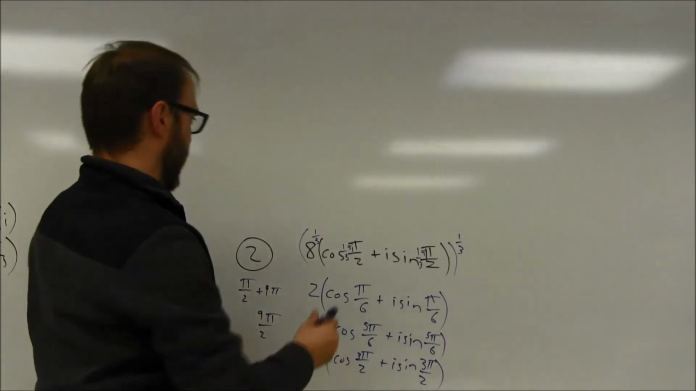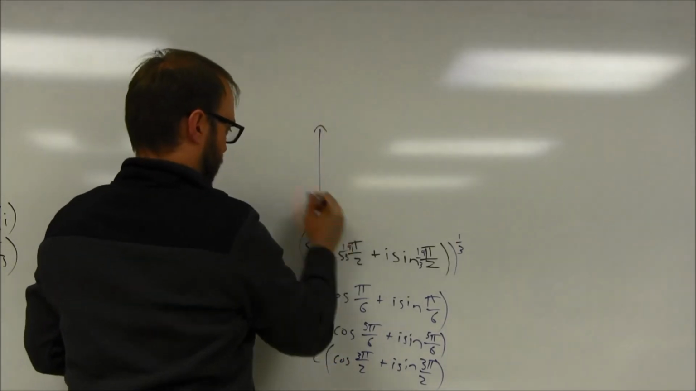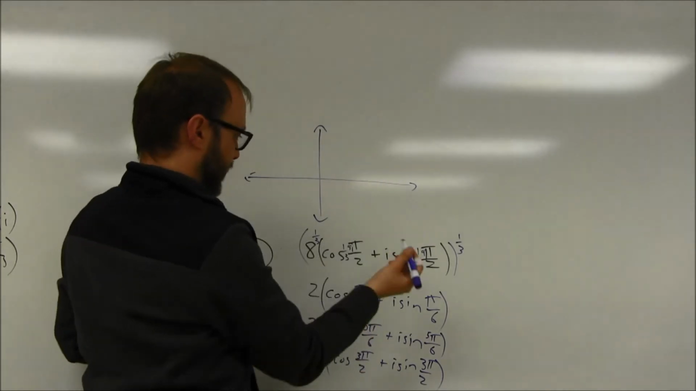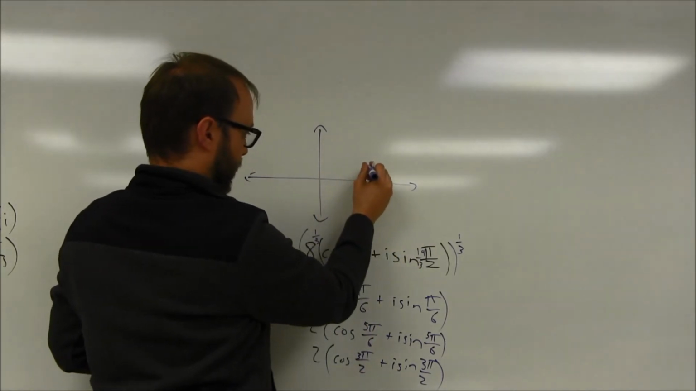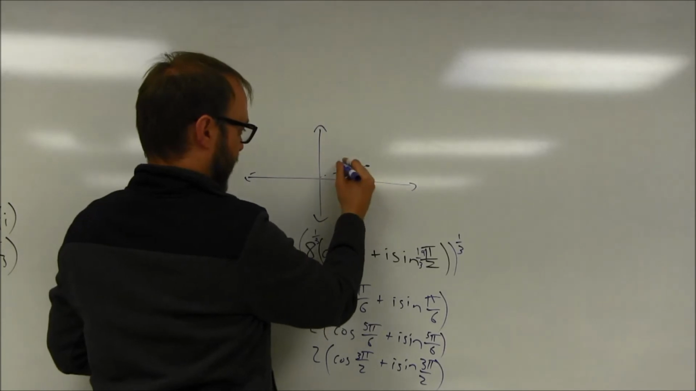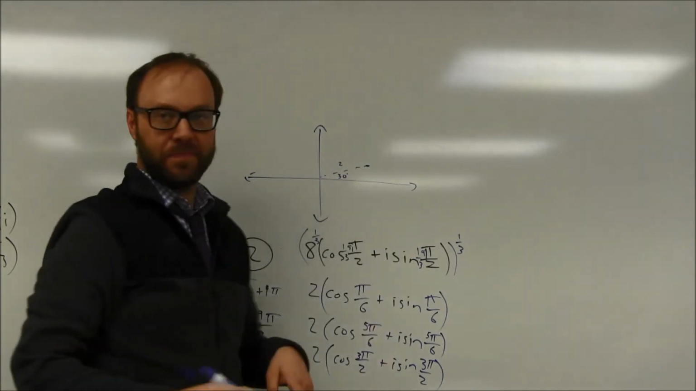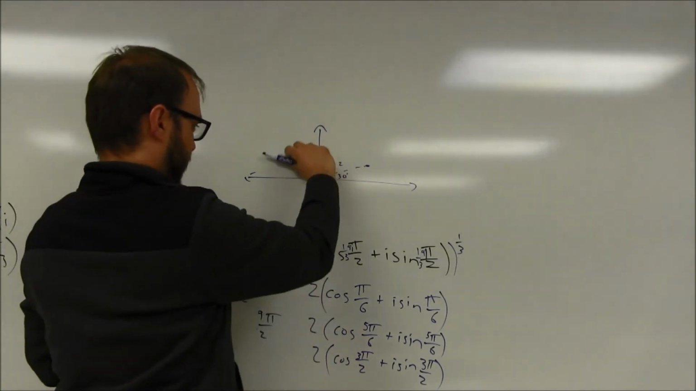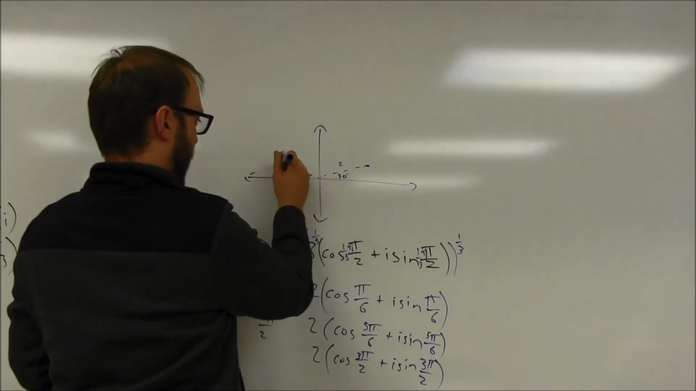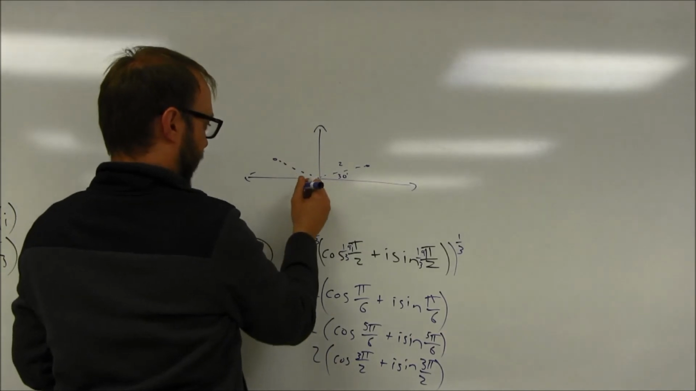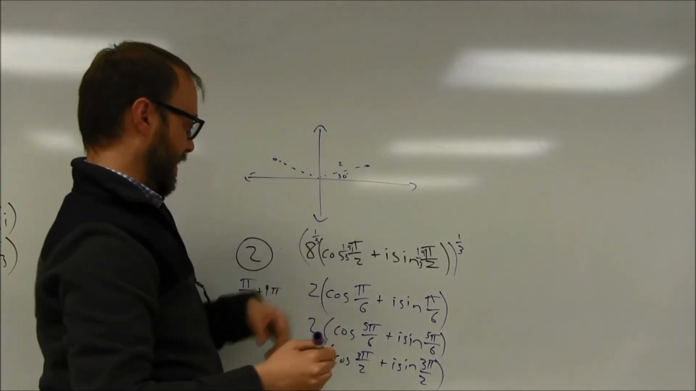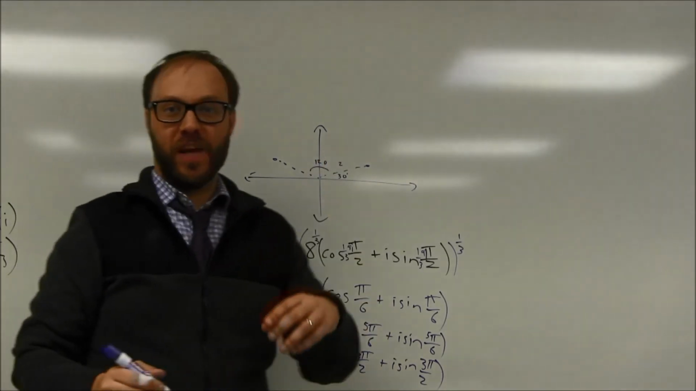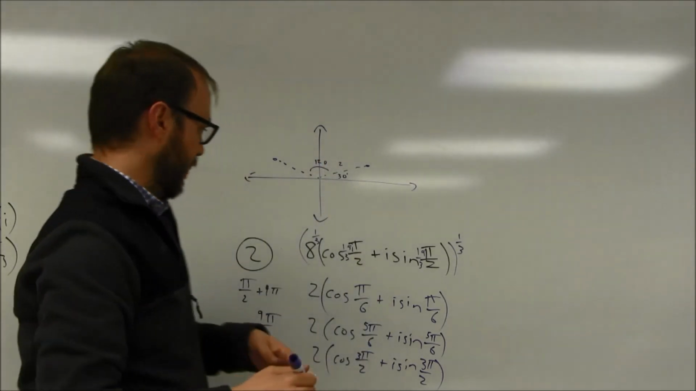In other words, if I were to graph this, 2 cosine of pi over 6, that's a 30-degree angle there, right? So it would be 2 units out at a 30-degree angle, okay? 5 pi over 6 is 150 degrees. So that's over here, 2 units out, and again, that's at a 150-degree angle. Notice there's 120 degrees between a 30-degree angle and a 150-degree angle, okay?